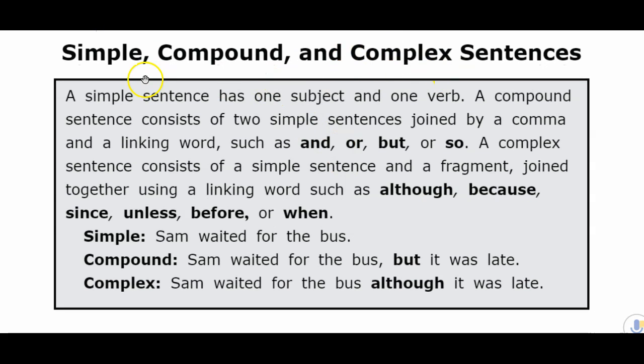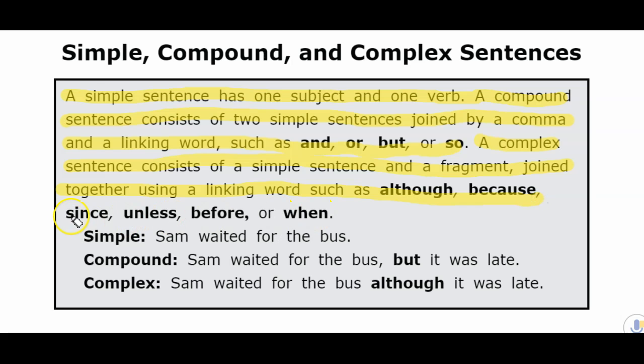So simple, compound, and complex sentences, okay? It says a simple sentence has one subject and one verb. A compound sentence consists of two simple sentences joined by a comma and a linking word such as and, or, but, or so. But a complex sentence consists of a simple sentence and a fragment joined together by using a linking word such as although, because, since, unless, before, or when. Whew, man, the English language is tough.